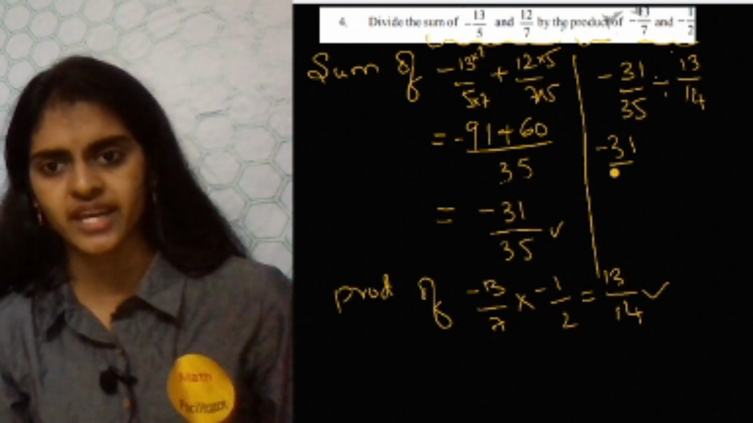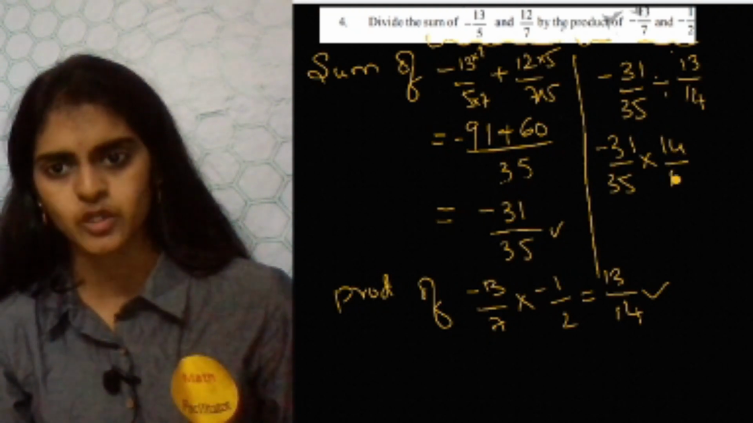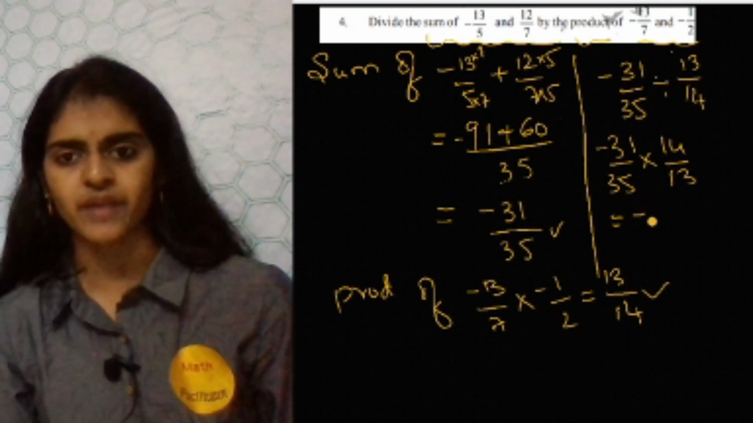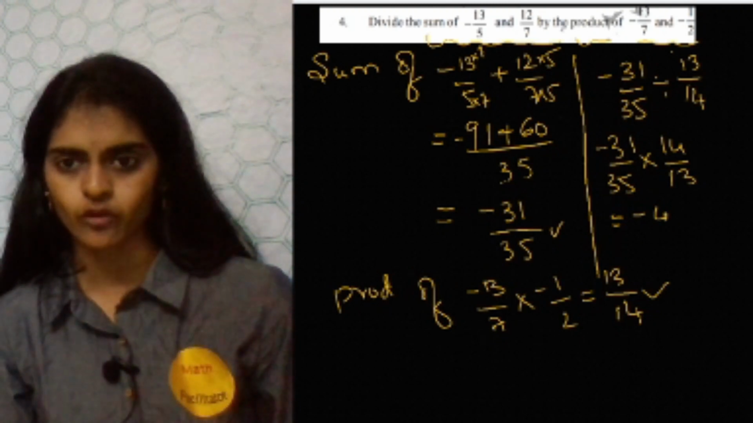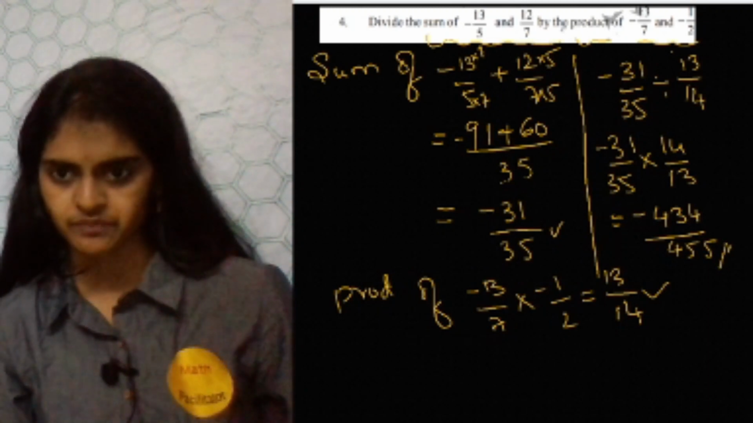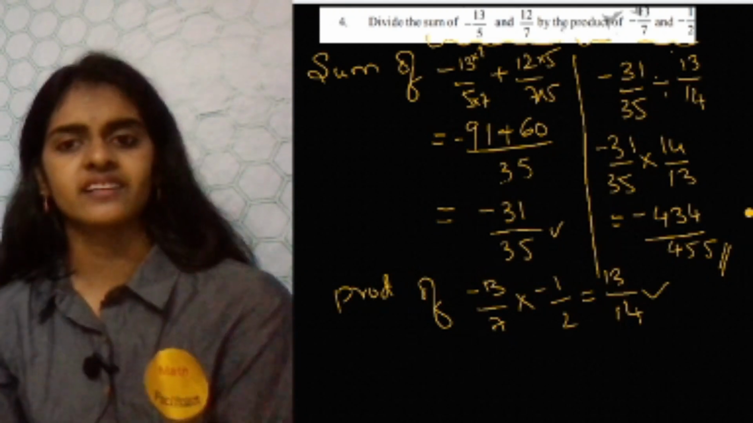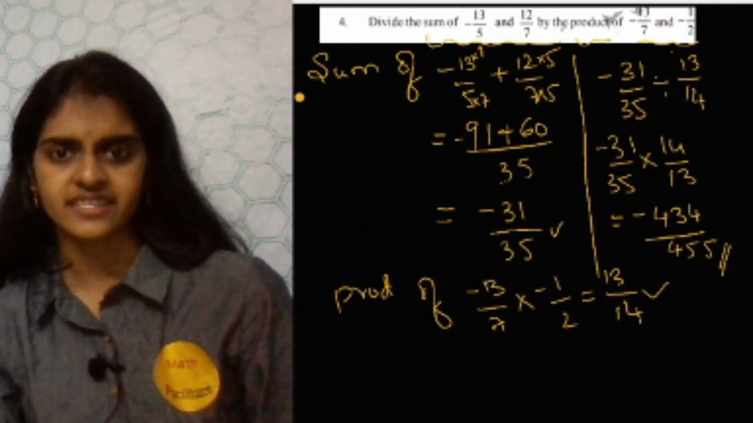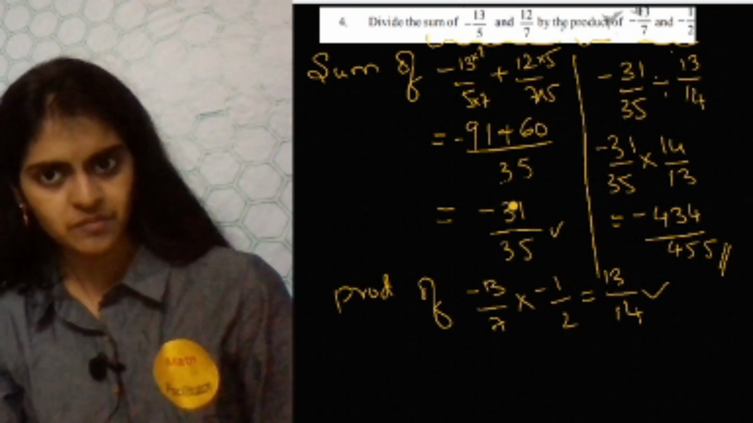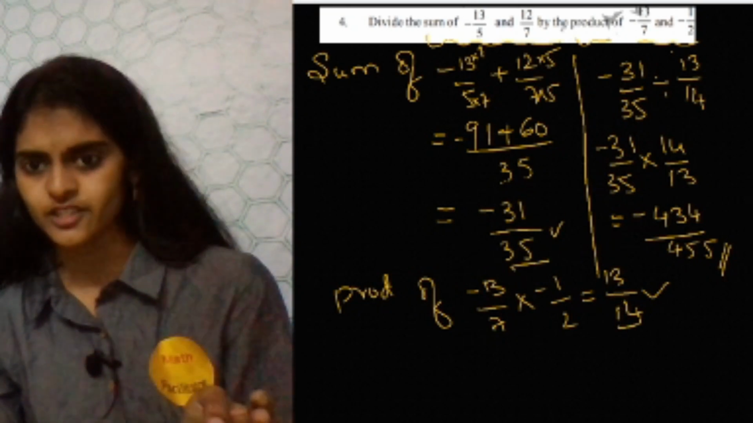So minus 31 by 35. This division becomes multiplication and this becomes reciprocal. So if you multiply these two, you'll get the answer as minus 434 divided by 455. So just calculate, you'll get this answer. So you have to divide the sum of these numbers by the product of these. Firstly you calculate the sum, then the product. Second step, third step, using these two answers you are dividing.